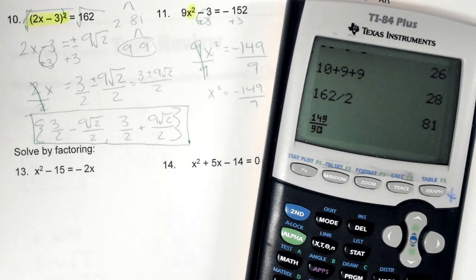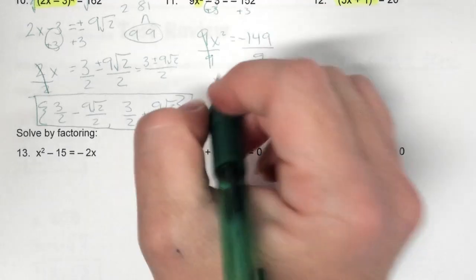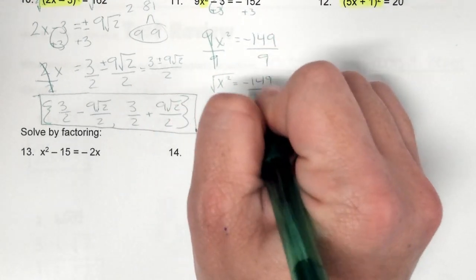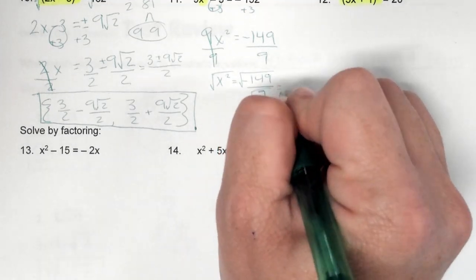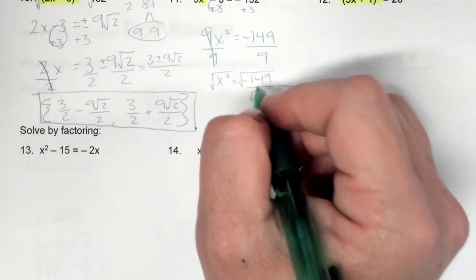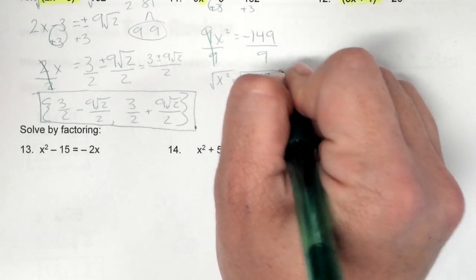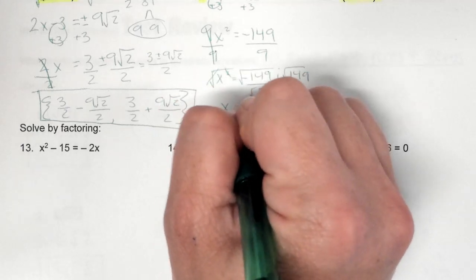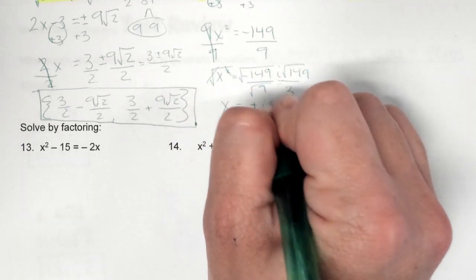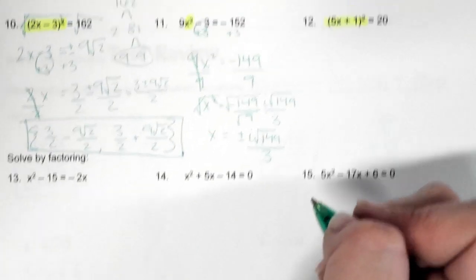I know I didn't type the negative, but it's okay. It stays the same. Okay? So I have to square root both sides. Well, I know when I have a fraction, I can square root the top and the bottom separate. Well, the square root of 9 is 3. And then the square root of this, it doesn't simplify. So you have to take out the i and you get 149. So I have x equals positive and negative i square root of 149 over 3, which does not simplify.